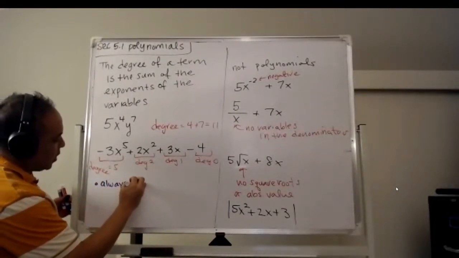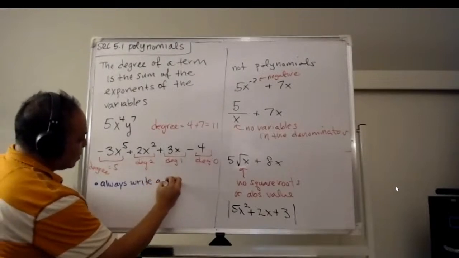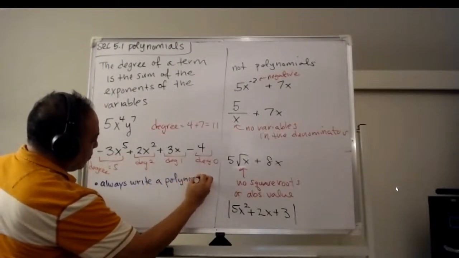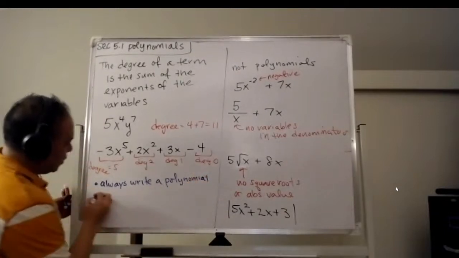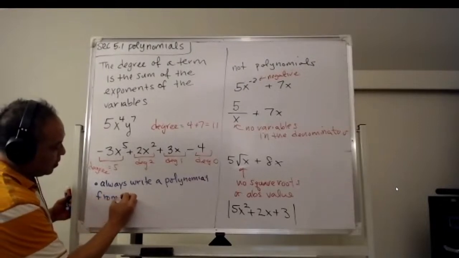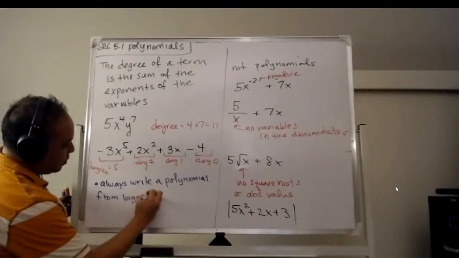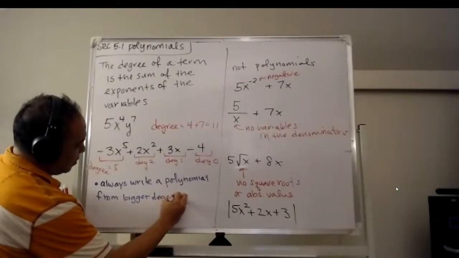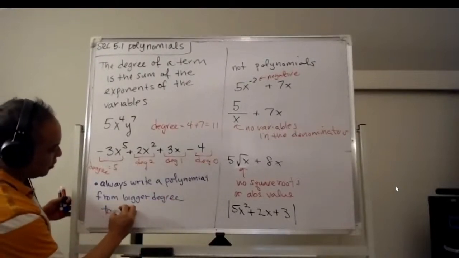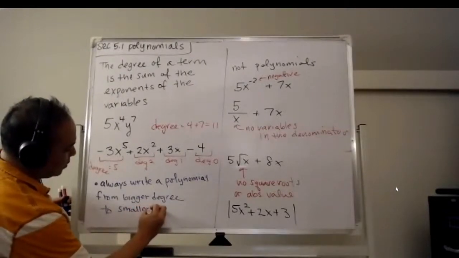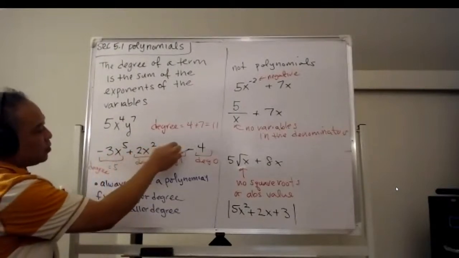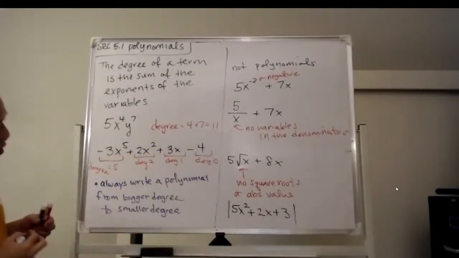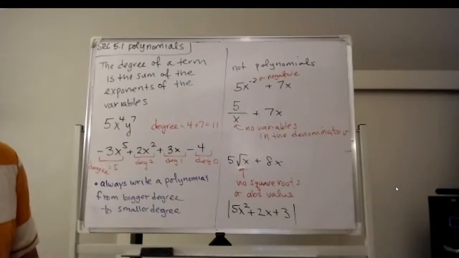Always write a polynomial from bigger degree to smaller degree. So that's the first thing that you said that's really important, that we go 5, 2, 1, 0. Now the next question is, where the heck did the 0 come from, and where the heck did the 1 come from?